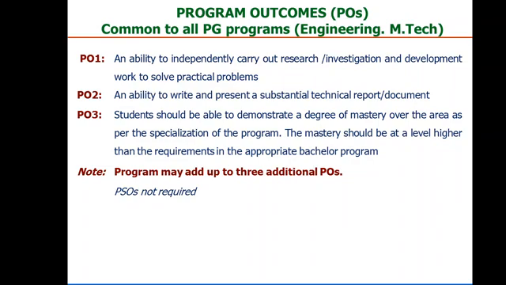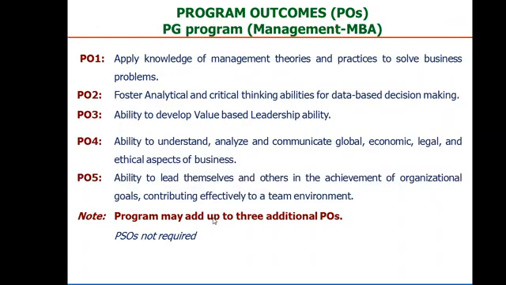Every PG program in engineering may add up to 3 additional POs. Program specific outcomes for PG programs are not required. Then coming to sample program outcomes for the PG program of management, MBA. Here 5 POs are given.